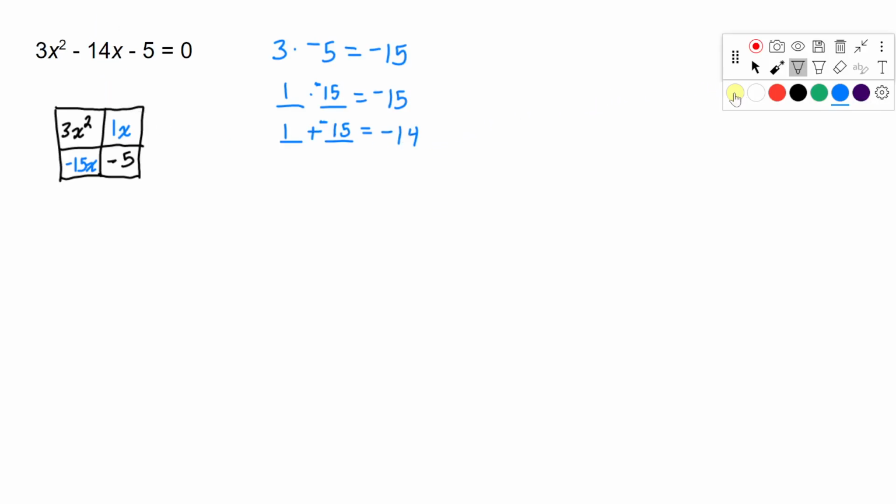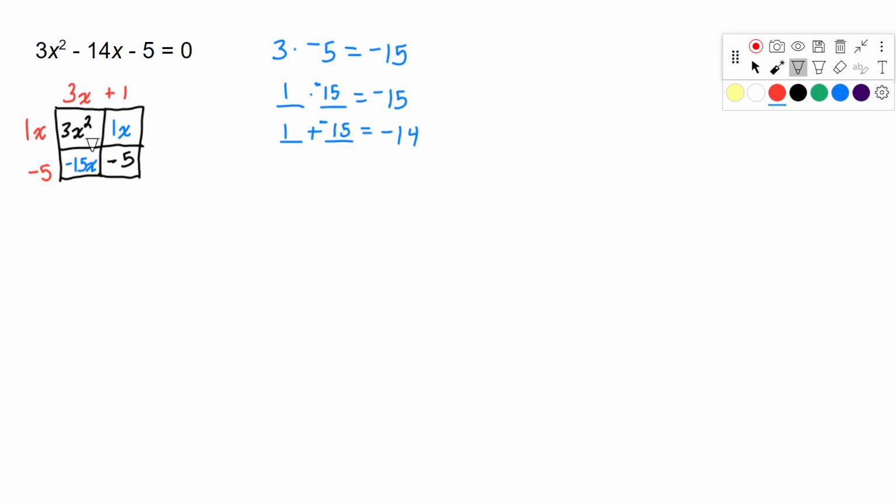Now what I'm going to do is think about what number goes into both 3 and 1. That's going to be 1. So I'm going to multiply 1x times 3x to get 3x squared. And I'm going to multiply 1x times 1 to get 1x. 3x needs to multiply with something to give me negative 15x. Well, 3 times negative 5 gives me negative 15, and since I have the x on my 3, that takes care of the x.